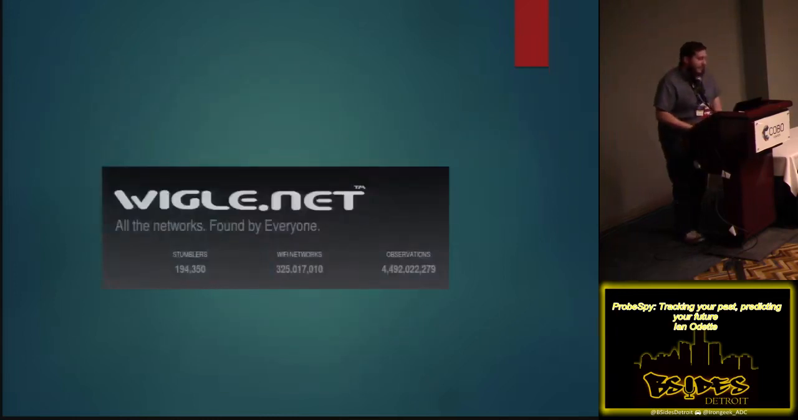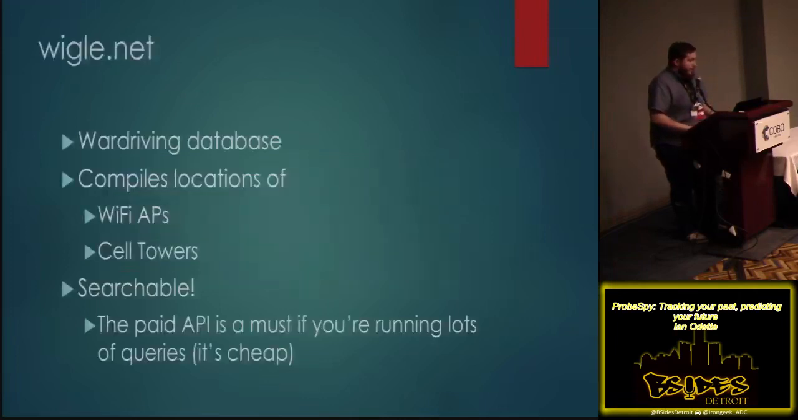And luckily there is. Wiggle.net is essentially a community-driven war driving database where, if you happen to be driving along in your car, there's an app on your phone that you can download, or if you have a crazy war driving setup for your car, you can do that too. You can submit the PCAPs up to Wiggle and they'll compile all of those locations together and allow you to query for networks based on a whole bunch of different parameters. They'll actually do it for Wi-Fi access points and cell towers, which is not useful for this talk, but it's kind of interesting in general. And again, it lets us search by a whole bunch of different query parameters.